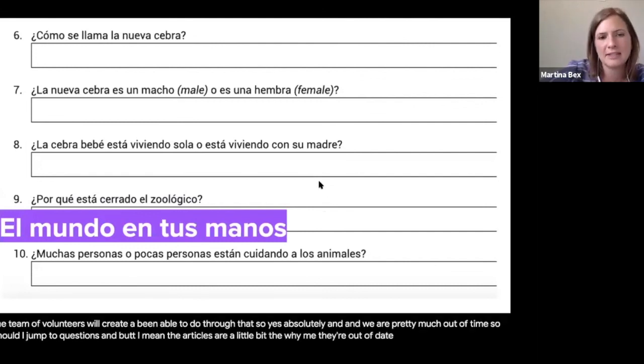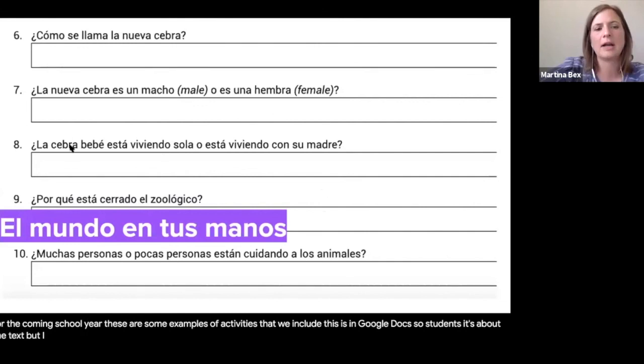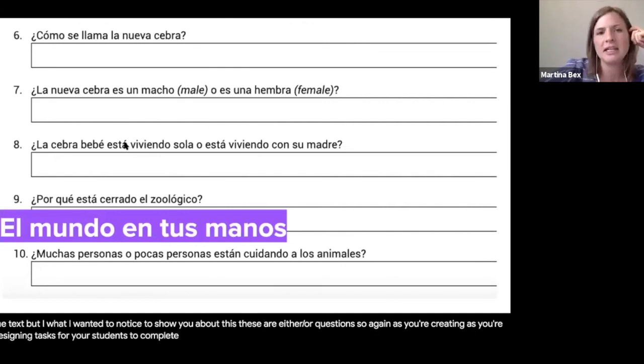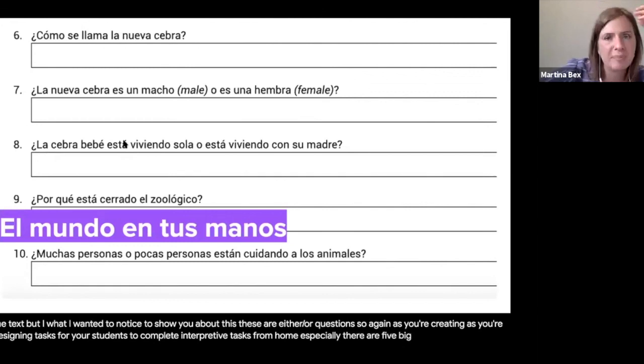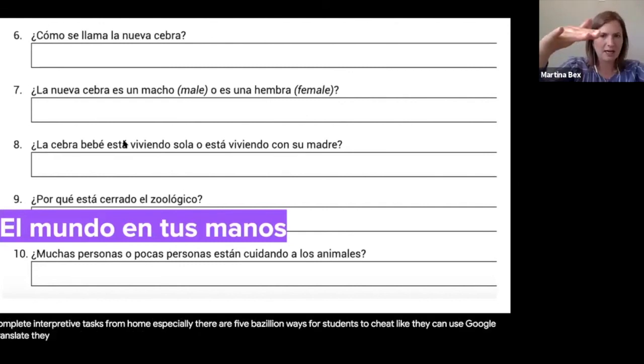These are some examples of activities that we include. This is in Google Docs, so students are answering questions about the text. But what I wanted to show you about this is that these are either-or questions. As you're designing tasks for your students to complete, interpretive tasks from home especially, there are 5 bazillion ways for students to cheat. They can use Google Translate. They can hold up their phone and look at this. They can use translation services both ways, either putting in what they are trying to read, but also putting in what they're trying to say.